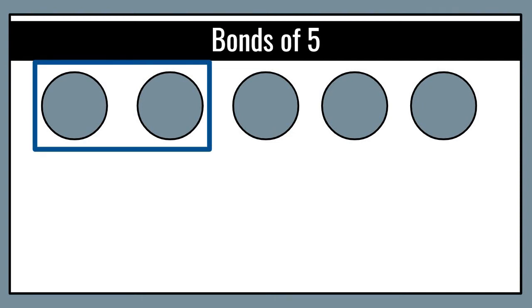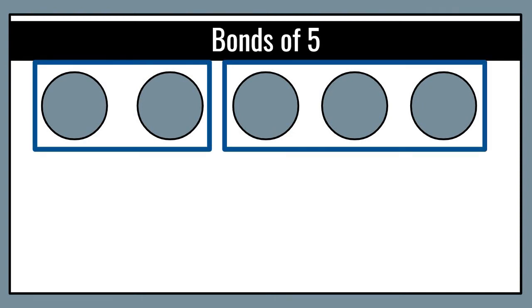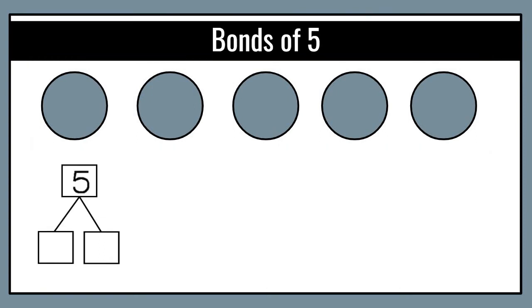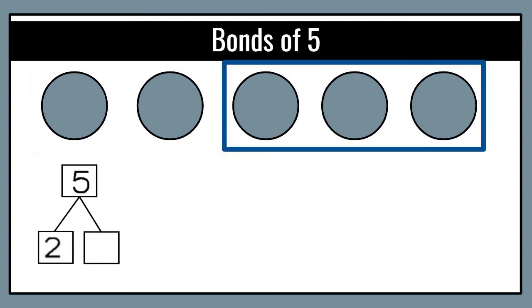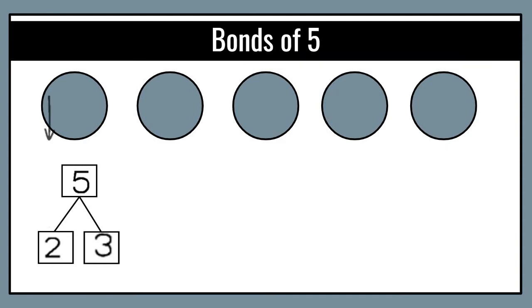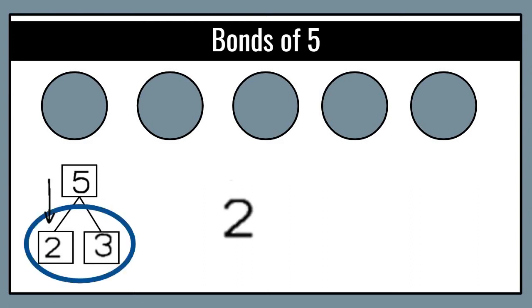2 and 3. If I put 2 dots with 3 dots, does it make 5? Let's see. Let's put our first number 2. And 3. Let's put our 3. Let's write our first number 2. Well done. We know that we want to put these two together to make a bond of 5.